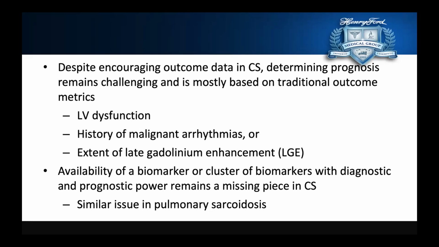And similar to pulmonary sarcoid, biomarkers such as ACE, BNP, and high sensitivity troponins are often elevated in patients with cardiac sarcoid, but these tests have low sensitivity and specificity. There are other markers that are being studied, such as serum amyloid A proteins and TGF-beta, on their potential roles, but again, none can be readily used to diagnose or assess the activity of this disease.